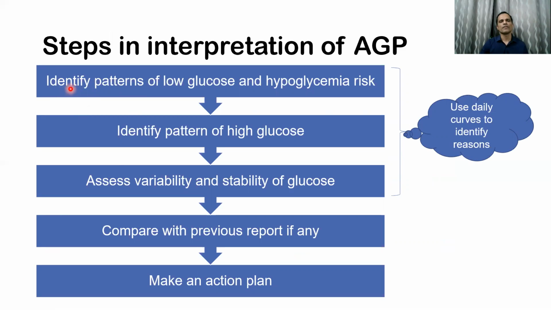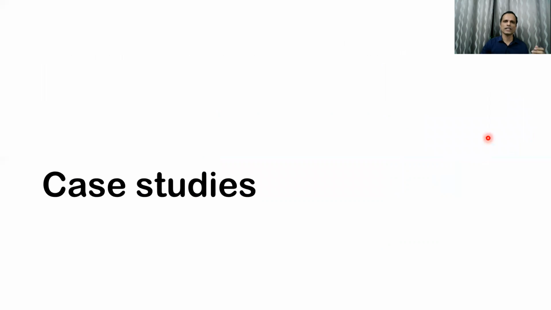After this, we identify patterns of low glucose and hypoglycemia risk, and then patterns of high glucose. Subsequently, we assess variability and stability of glucose, compare with the previous report if any, and then make an action plan. As I said, whatever patterns we observe, we use the daily curves to identify reasons behind those abnormal patterns. So let us take help of a few case studies.